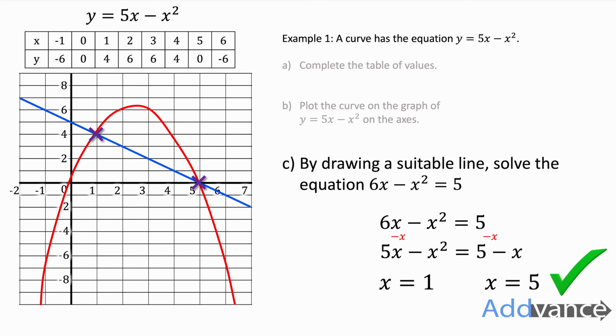X is 1 and x is 5 is the final answer. We have completed all of example 1. Now let's look at example 2.